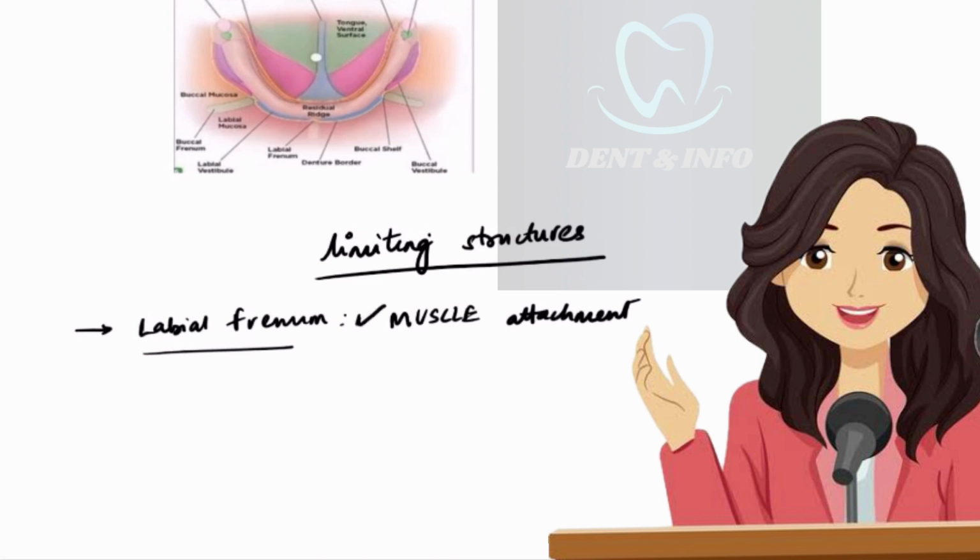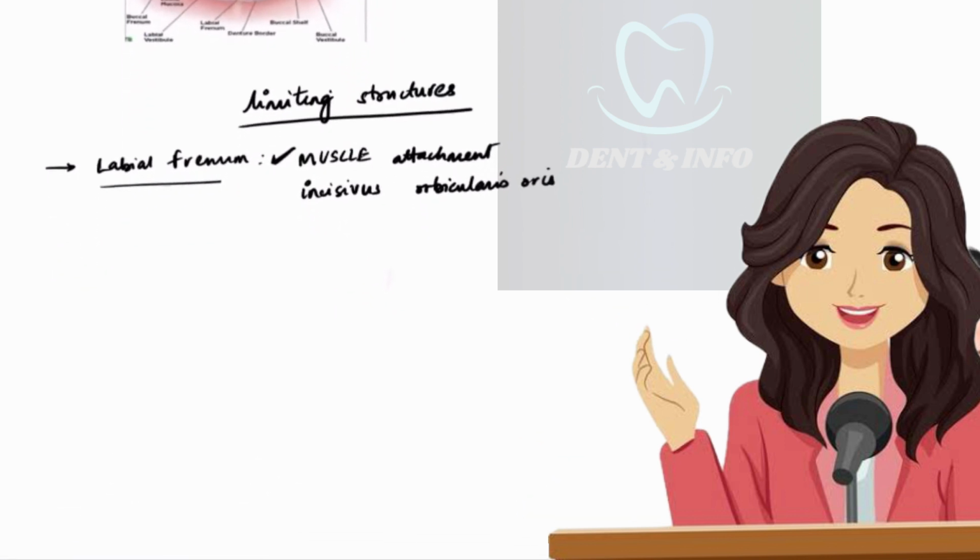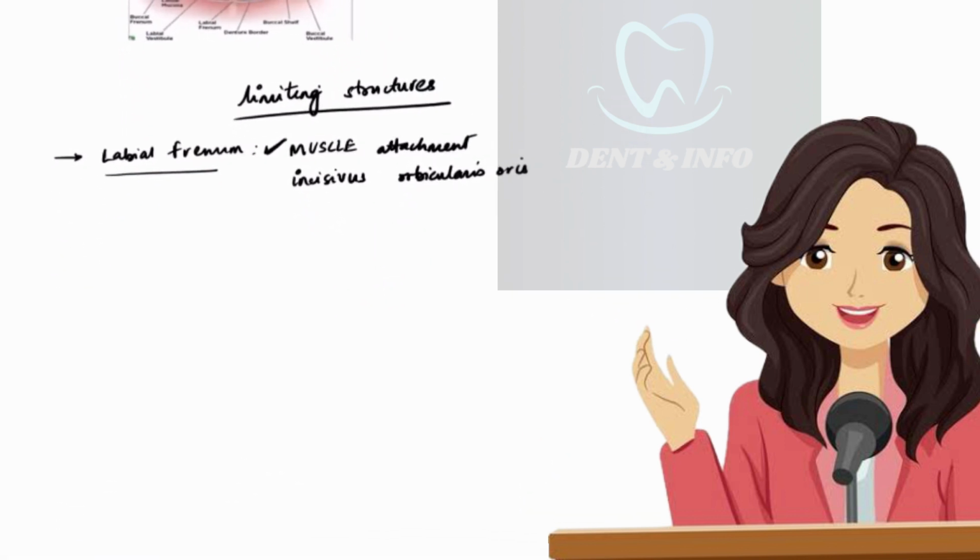It has a muscle attachment. When you have a muscular attachment, you need a wider relief for it. So the muscle attachment that is there is mainly your incisivus and orbicularis oris. Right? So muscle attachment that is present is your incisivus and orbicularis oris.